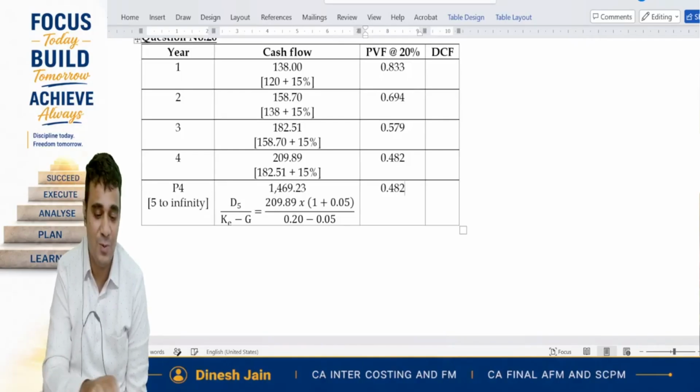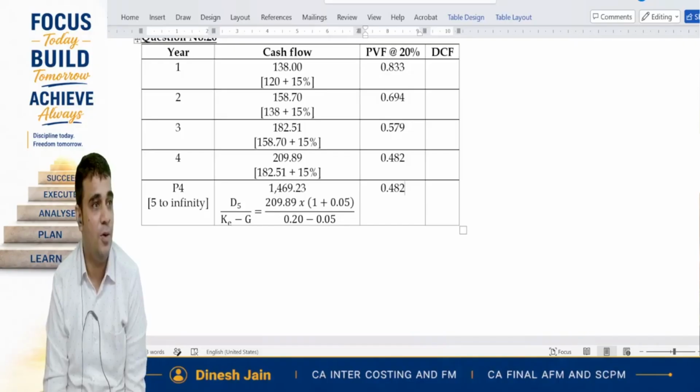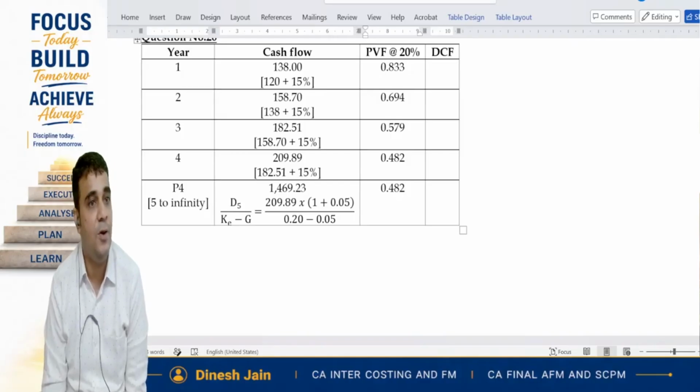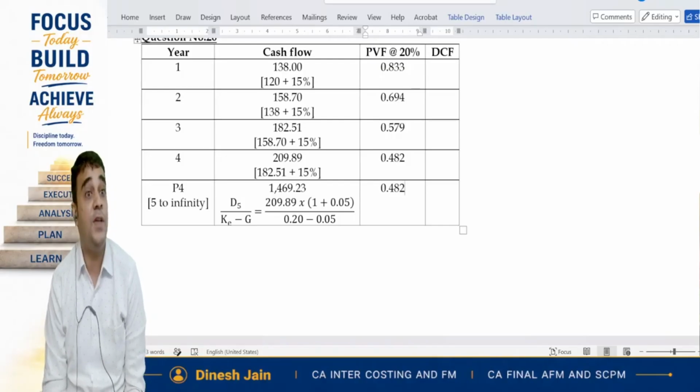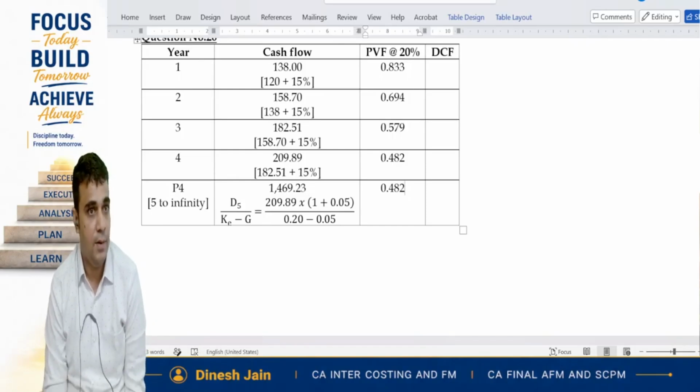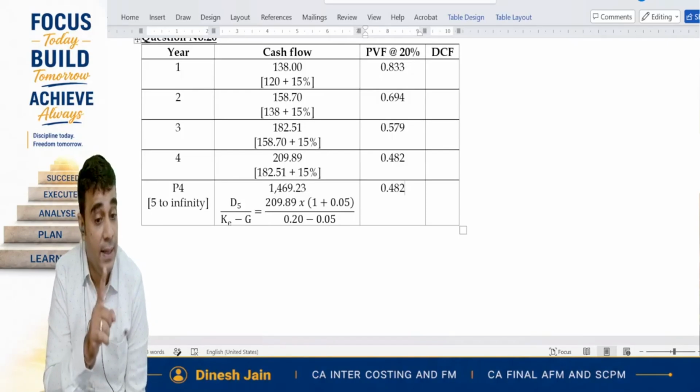Same 482. Fourth year only. No, why are you changing now? I told very clearly it is the same fourth year which will come twice, because that is the price at the end of year 4. Students make a mistake of writing the next factor. Fourth year alone will come twice. Fifth year alone will come twice. Sixth year alone, depending on when you are calculating price.